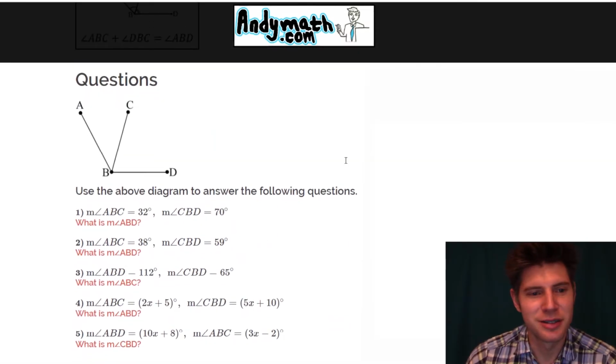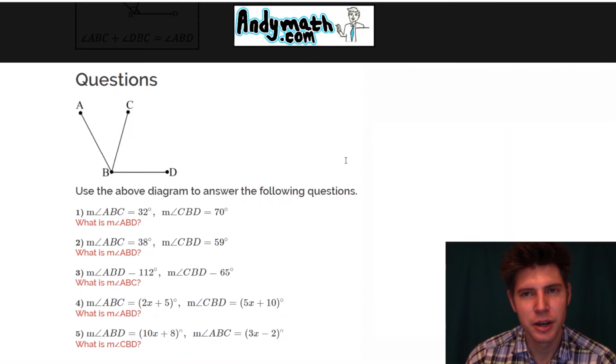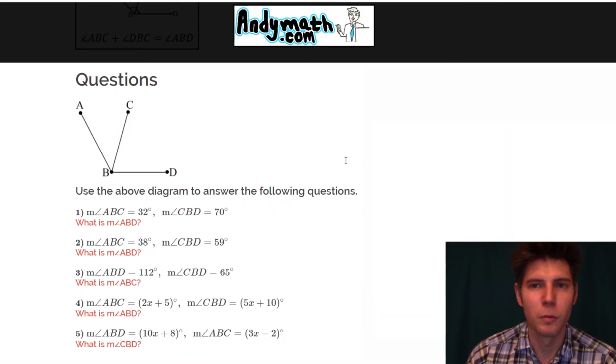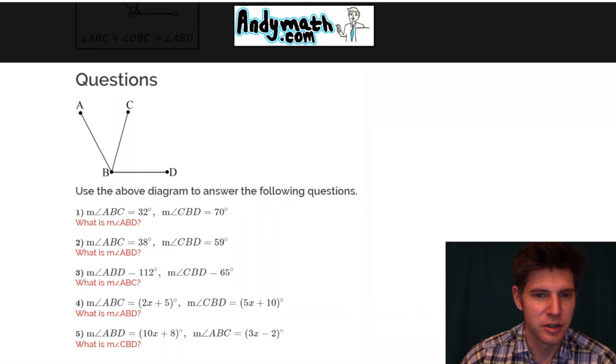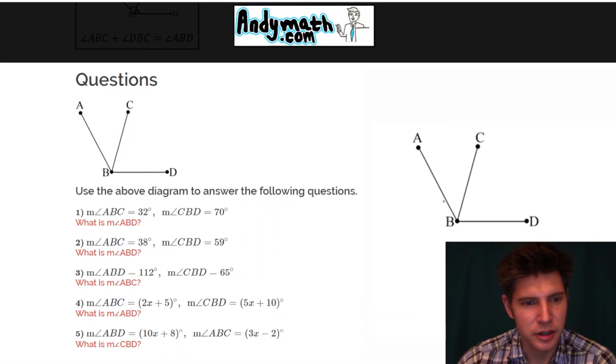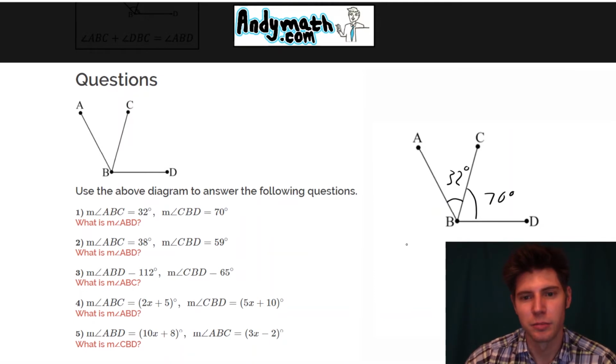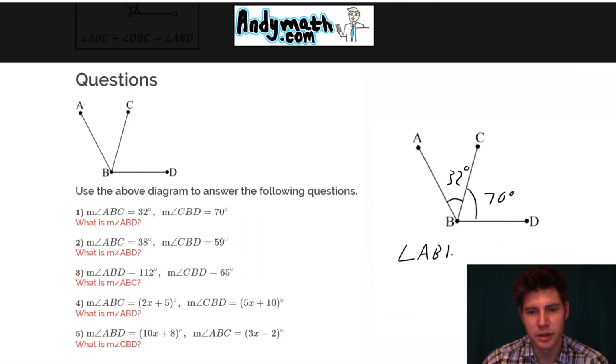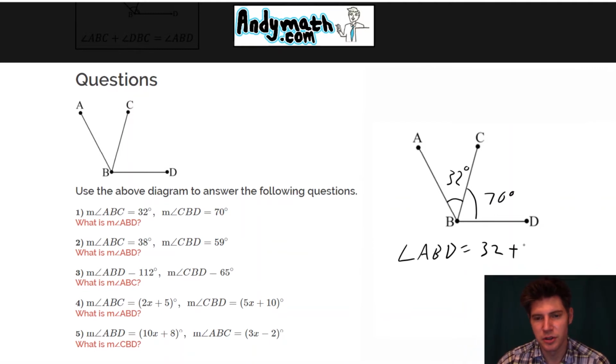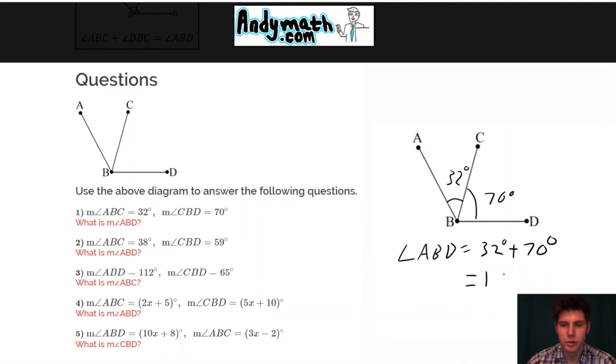So for number 1, it says ABC equals 32 and CBD equals 70. What is ABD? And I'll copy this over here, and we can draw in here. ABC is 32. So this right here is 32. CBD is 70. So this is 70. So now to get ABD, we're just going to add them. So angle ABD equals the 32 plus the 70, which is 102 degrees. And that is the answer to the question.